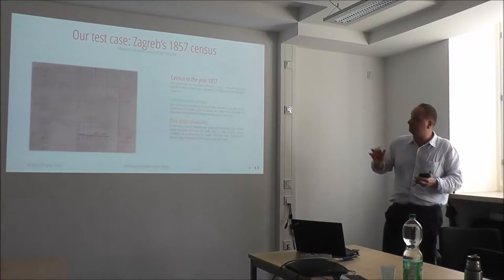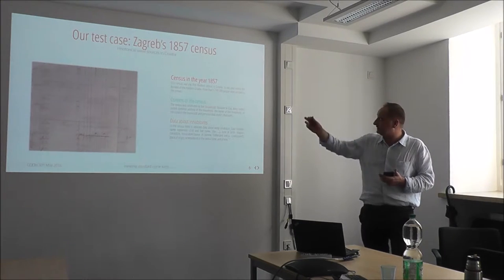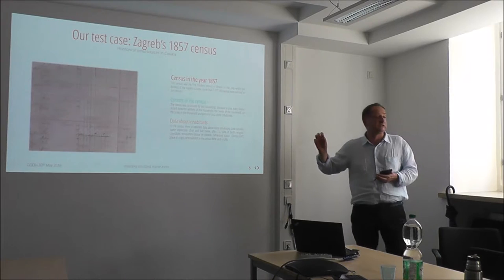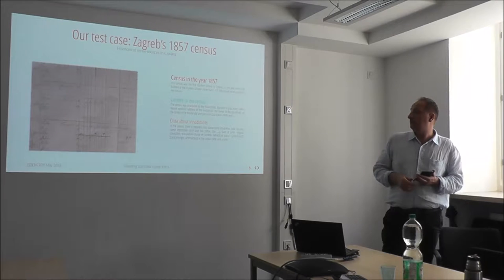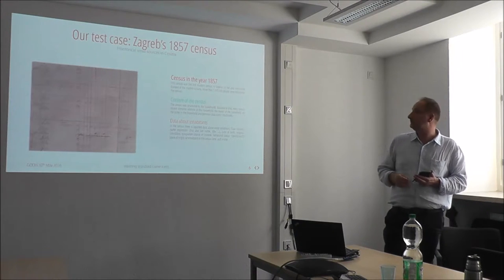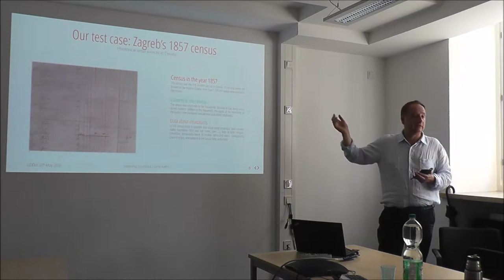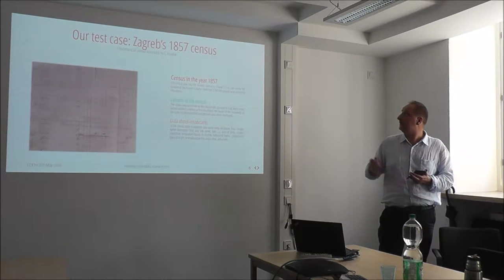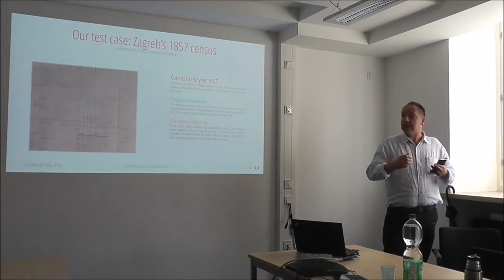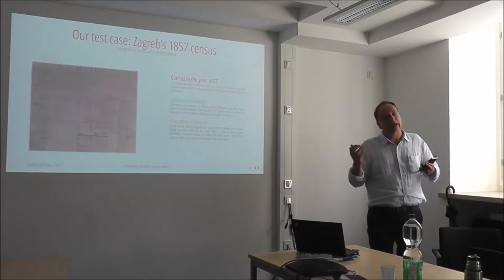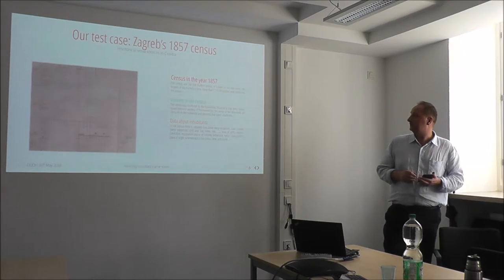Okay, so to return to our test case, it's not very visible, but it's a 19th century census. This is in fact the first modern census in Croatia, done by the Vienna court, and it was one of the most valuable sources of historiography for 19th century Croatian history. There were altogether about 1.2 million people in this census in the area of modern Croatia, because the borders were different then.